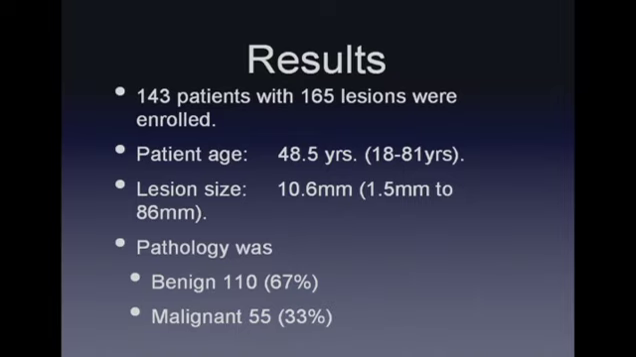We had 143 patients that had 165 lesions. The patient age was 48.5 years with a very wide range from 18 to 81 years. Lesion size averaged a little bit over 10 millimeters, but ranged from 1.5 millimeters to 86 millimeters. And on pathology, approximately 1/3 of the lesions, or 55, were malignant, and approximately 2/3, or 110, were benign.